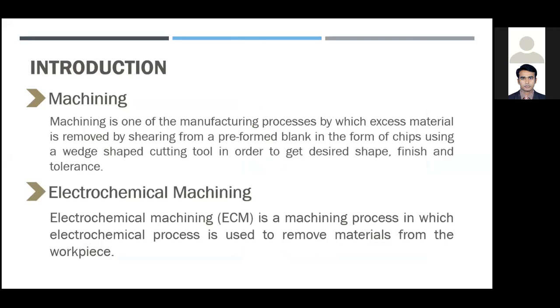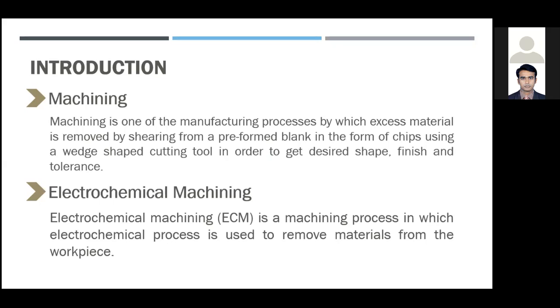As my presentation topic is electrochemical machining, first I'm going to introduce what machining is. Machining is one of the manufacturing processes by which excess material is removed by shearing from a preformed blank in the form of chips using cutting tools in order to get a desired shape and finish. So machining is mainly the work of removing metals.